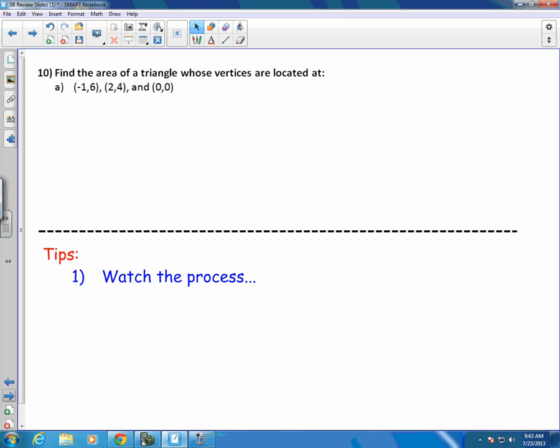Number 10 is find the area of a triangle whose vertices are located at negative 1, 6, 2, 4, and 0, 0. This is a skill that you just need to know. So the area of a triangle is given by plus or minus 1/2. And I say the plus or minus because whatever you get, if it's positive, it's positive. If it's negative, you got to make sure that you take it and make it positive because area can't be negative. But the way you write this is you take the determinant. So the straight bars, instead of like, if you curve them in, that's a matrix. If I just do straight bars, that indicates determinant.